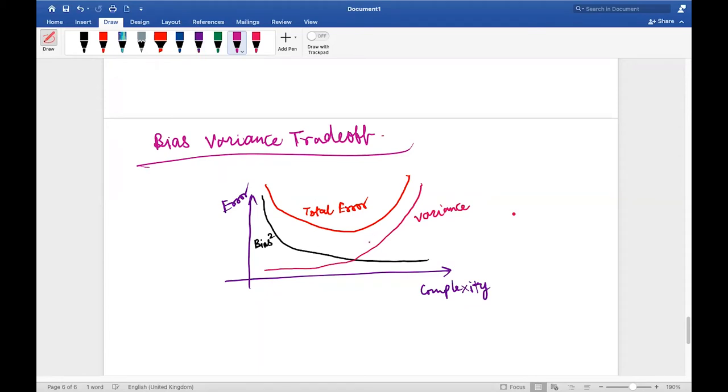Now, at what point should you choose a model? You should always choose somewhere here, at the intersection. Because if I'm taking low variance, obviously my bias is more. If I'm taking low bias, my variance is more. So choose anything in between. Data science doesn't work on a point estimate. If you are getting here, here, or here, it is fine. This is what you have to find out in order to get the optimum balance. Understood? Clear?